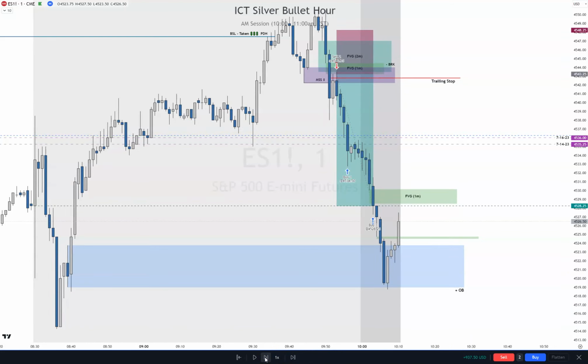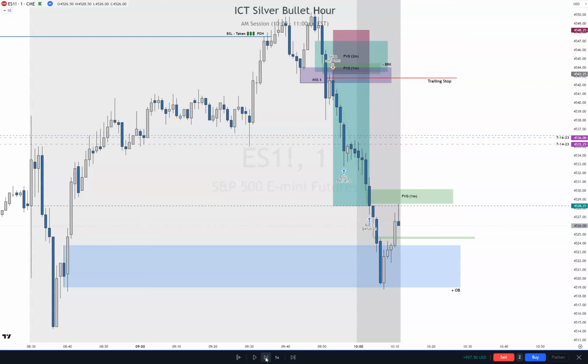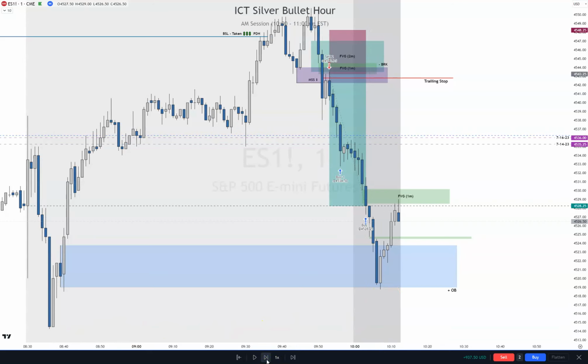Okay, so it just blows right through it. Doesn't care about that. Hitting the fair value gaps. So see if this holds here and comes back down. We can go shorts and target this low, and then maybe this low. So we'll see how it reacts here.